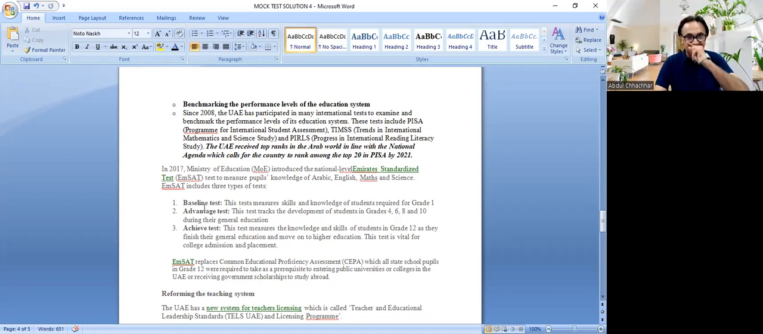Now there are three sets in the test. One is the baseline test to measure school knowledge. This is the most important for grade one. The Advance test is for grades 4, 6, 8, and 10. And the Achieve test is for grade 12. And EmSAT replaced the CEPA, which is the Common Educational Proficiency Assessment. You should go for that. Grade 12 students were required to take it as a prerequisite for entering public universities or colleges. So this test is for them.